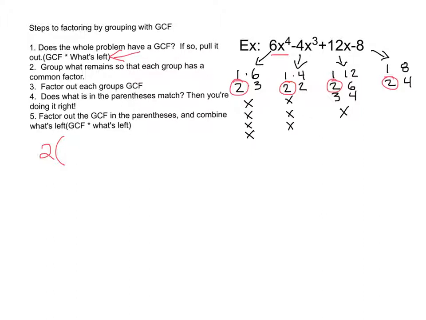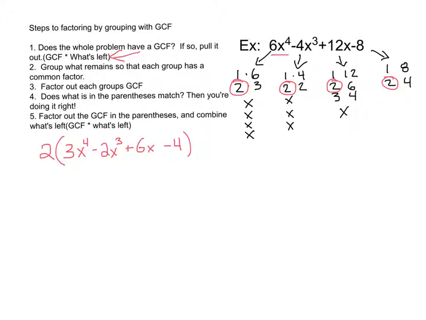6x to the 4th divided by 2 gives me 6 divided by 2, which is 3, and my x to the 4th stays the same. Negative 4x cubed divided by 2 gives me negative 2x cubed. 12x divided by 2 gives me positive 6x, and negative 8 divided by 2 gives me negative 4.